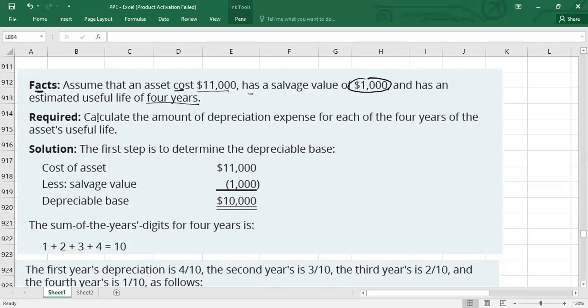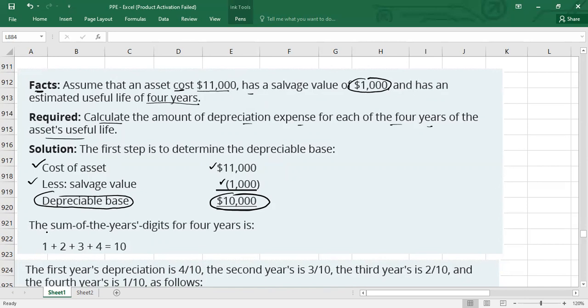So what is the requirement? We are required to calculate the amount of depreciation expense for each of the 4 years of the asset's useful life. So here we go. The first step, we need to calculate the depreciable base, which is equal to the cost of the asset minus salvage value. Cost of the asset is 11,000, salvage value is 1,000, so your depreciable base is 10,000.